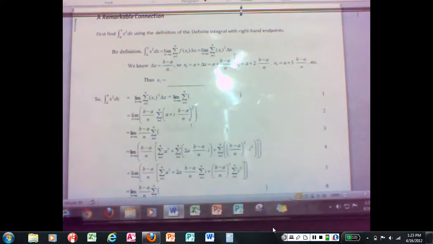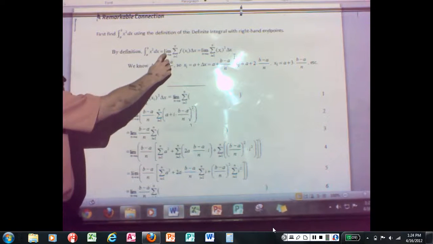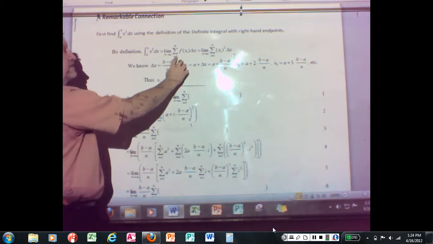This first one, I'm just doing the integral of x squared dx. The only one we'll do like this because it's really pretty nice, turns out. If I'm talking the integral from a to b of x squared dx, well, by definition, isn't the integral from a to b of x squared dx equal to the limit as n goes to infinity? That's just the definition, right?